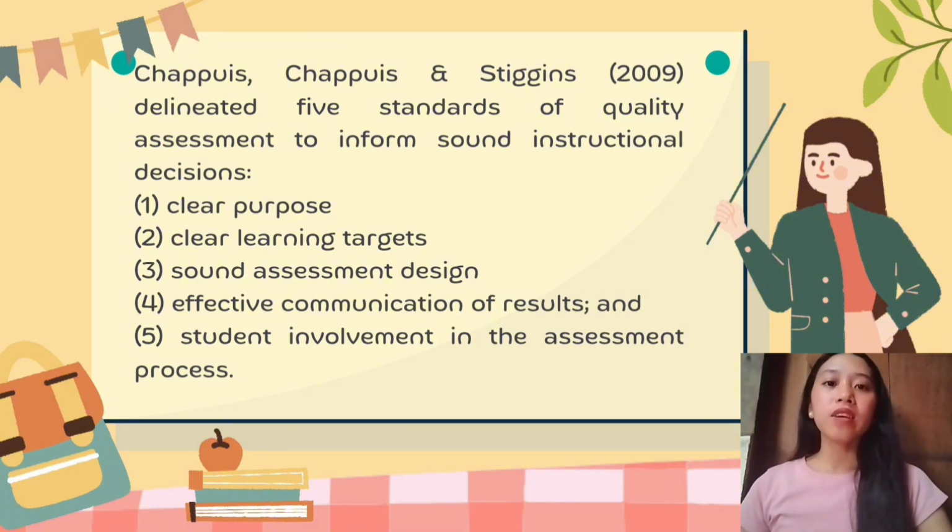3. Sound assessment design. It guarantees that assessments are fair, reliable, and valid, using appropriate methods to accurately measure student learning. 4. Effective communication of results. It involves providing clear and timely feedback to students, parents, and other stakeholders so they understand student progress and areas for development. And 5. Student involvement in the assessment process. It encourages students to take an active role in their own learning.